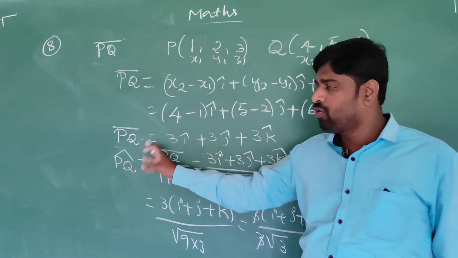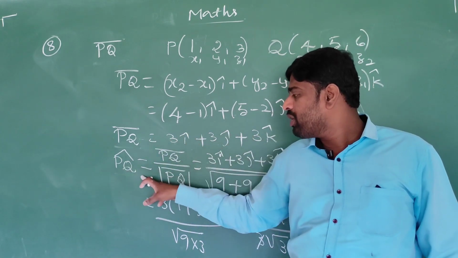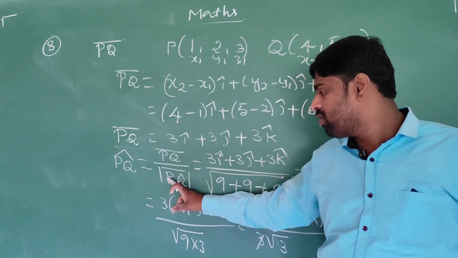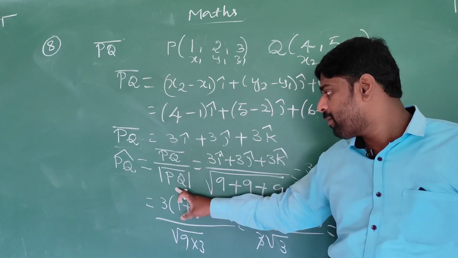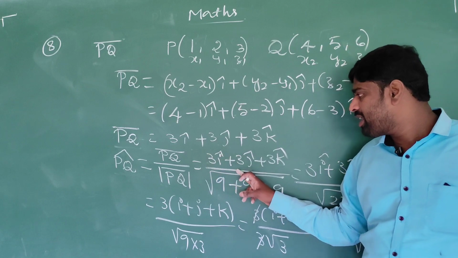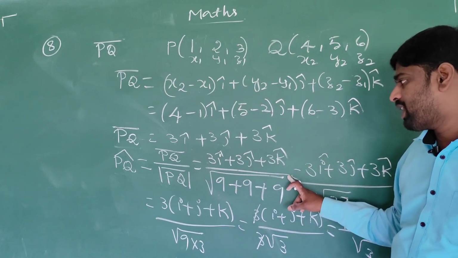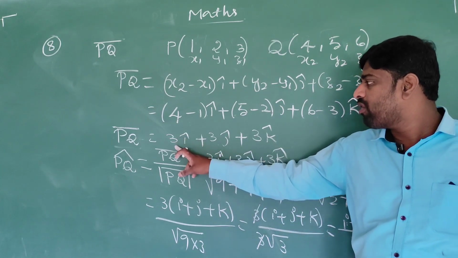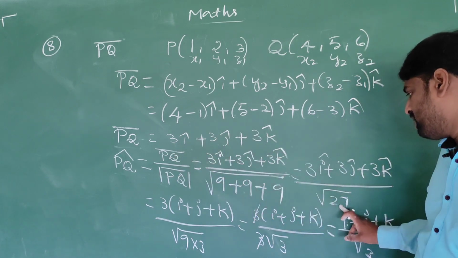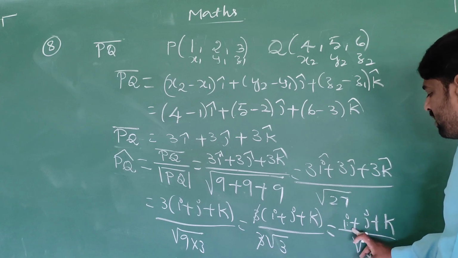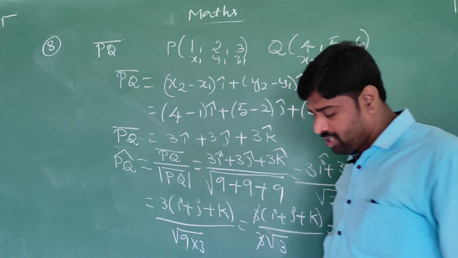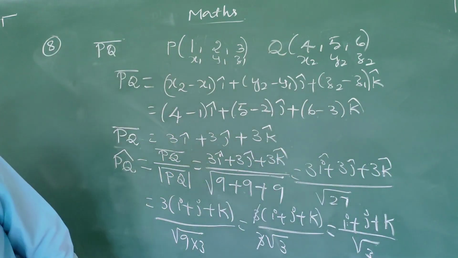This is PQ bar. Now I want to find the unit vector for PQ bar. That is PQ cap is equal to PQ bar divided by magnitude of PQ bar. So 3 i cap plus 3 j cap plus 3 k cap divided by square root of 3 square means 9, 9, 9, that means 27. On simplifying, you will get i plus j plus k divided by root 3. Okay, so this is the solution for the 8th question.